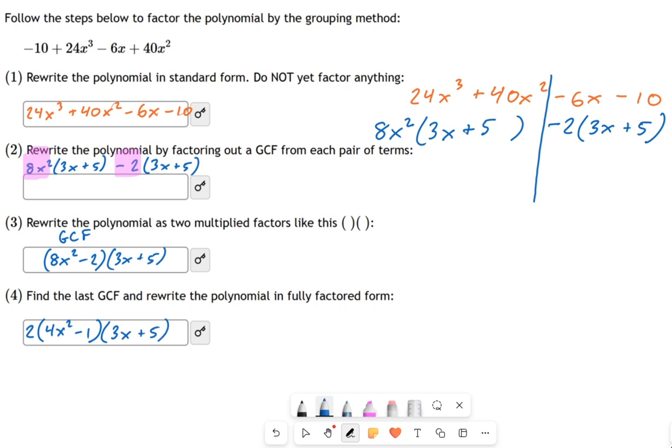So this is the full grouping method. And this is about as hard as grouping is going to get when you have one variable. If your problem looks a little simpler than this one, great. Do the same steps that I did. It should turn out well for you at the end.